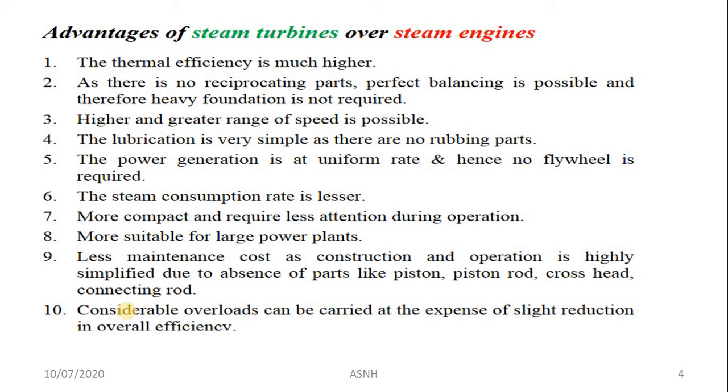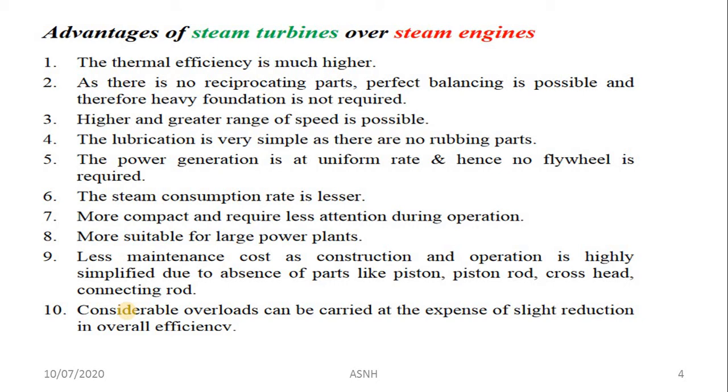We know that in case of the steam engine, a lot of parts are there, and because of that a number of problems are there, like friction and noise. So it can be minimized in case of the steam turbine. The third one is a high and greater range of speed is possible in case of the steam turbine rather than steam engine. The fourth is the lubrication is very simple, as there are no rubbing parts, less moving parts, so less friction is there. Fifth one is the power generation is at uniform rate, and hence no flywheel is required for energy storage, but that flywheel is required for storage of the energy in case of the steam engine.